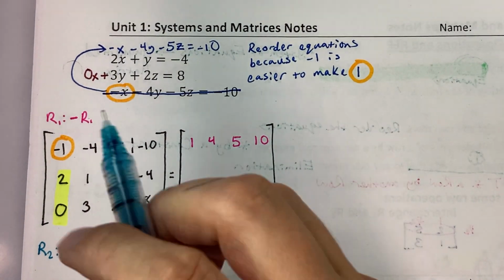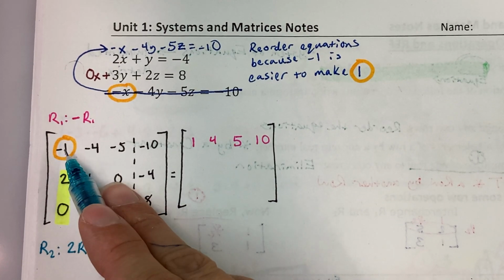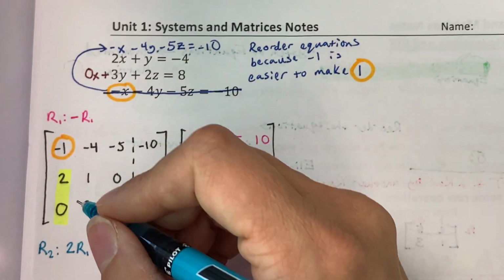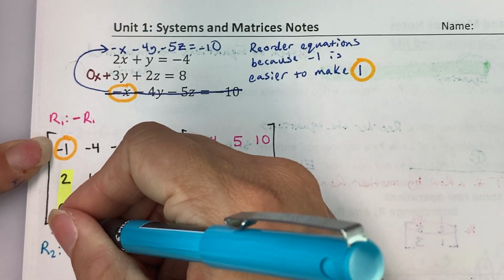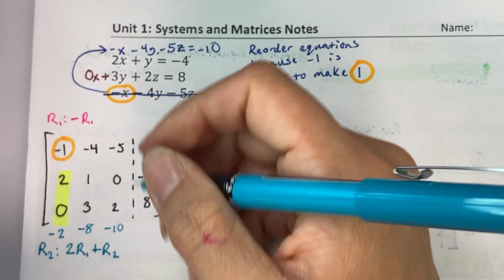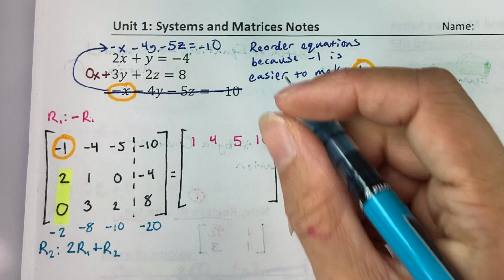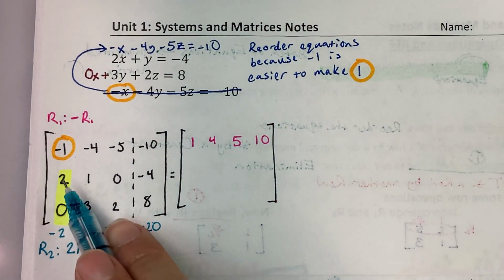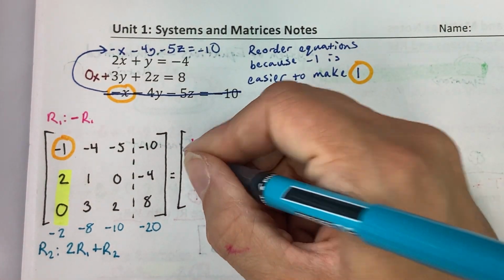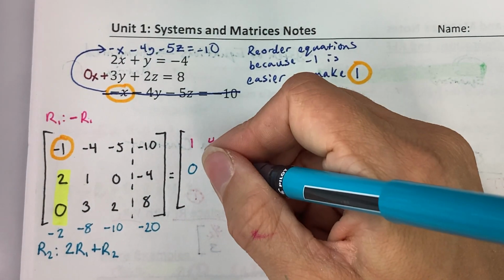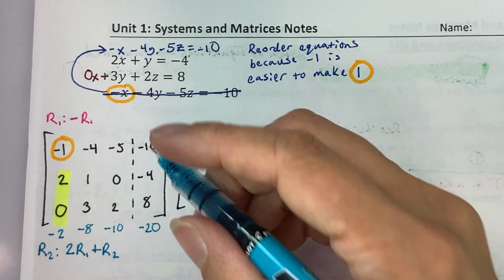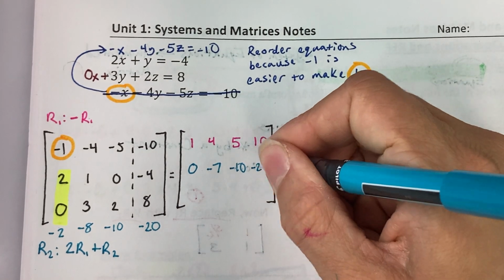Alrighty, so if I multiply row 1 by 2, I'm going to go ahead and write that down below since I already have stuff written up here. So row 1 times 2 would be -2, -8, -10, and -20. And being careful, we are now going to add that to row 2. So -2 plus 2 is 0. -8 plus 1 is -7. -10 plus 0 is -10. And -20 minus 4 is -24.